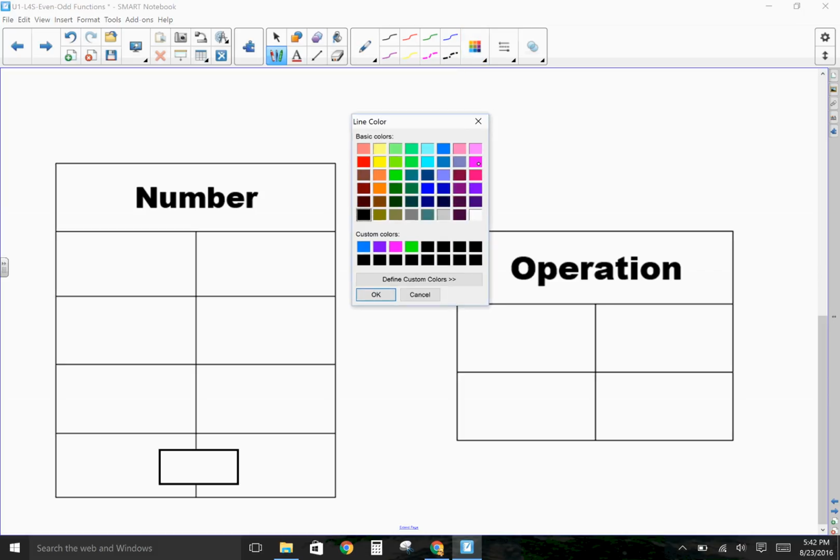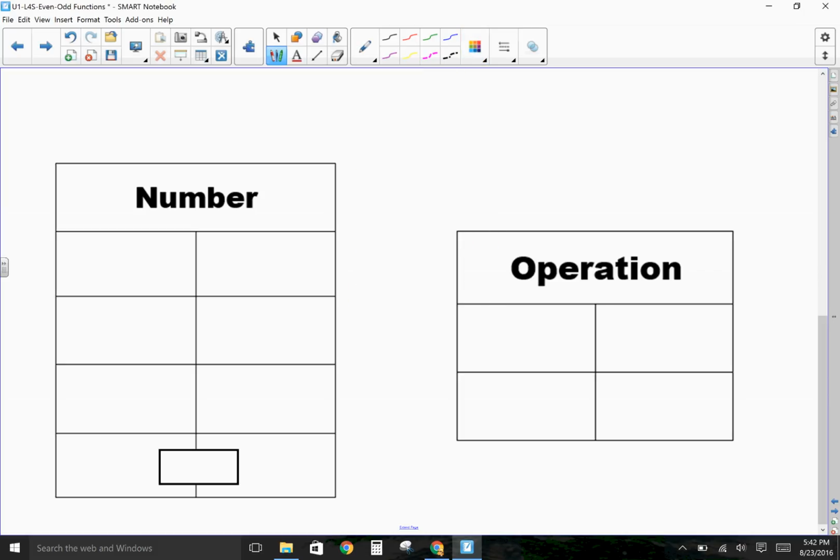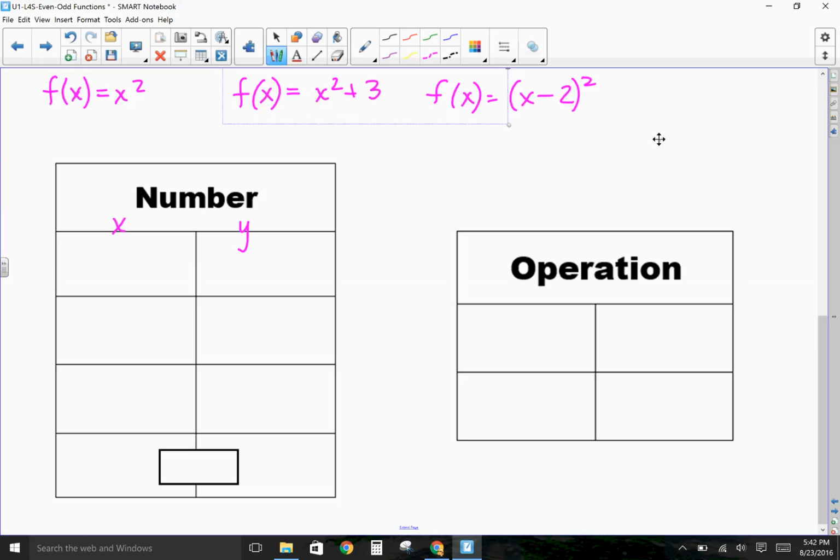To begin with, I summarize those by saying, remember x and y. Just to give you a little preview, f of x was equal to x squared. That's what we saw. Then we had one that was f of x equals x squared plus 3, and one that was f of x equals x minus 2 quantity squared. So what we were noticing, and people were able to tell me, was this 3 right here.